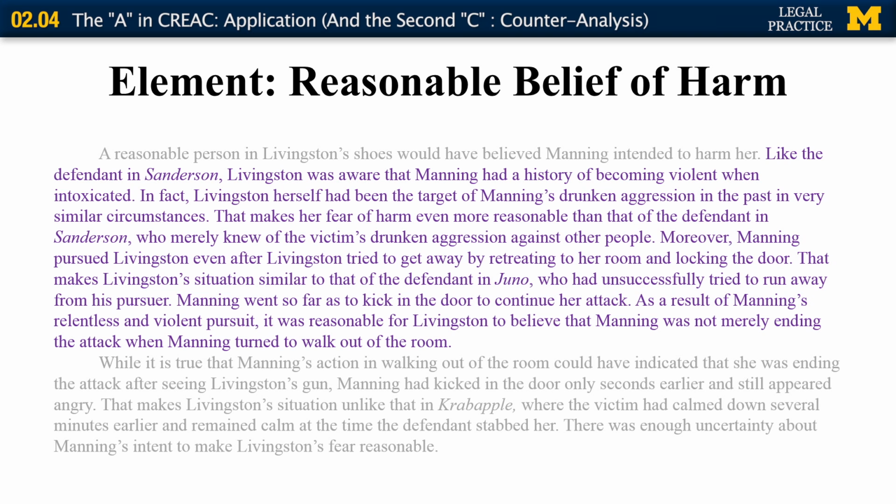Moreover, Manning pursued Livingston even after Livingston tried to get away by retreating to her room and locking the door. Now, I'm about to make another direct, specific comparison to the case law. That makes Livingston's situation similar to that of the defendant in Juneau, who had unsuccessfully tried to run away from his pursuer. Manning went so far as to kick in the door to continue her attack, and as a result of Manning's relentless and violent pursuit, it was reasonable for Livingston to believe that Manning was not merely ending the attack when Manning tried to walk out of the room.